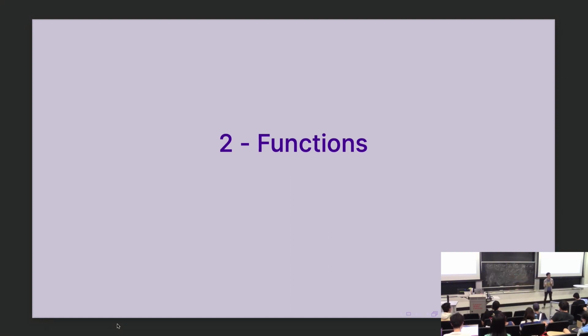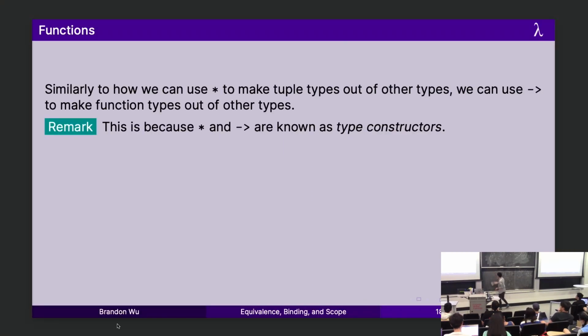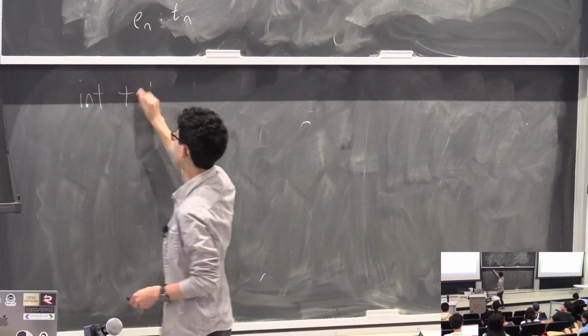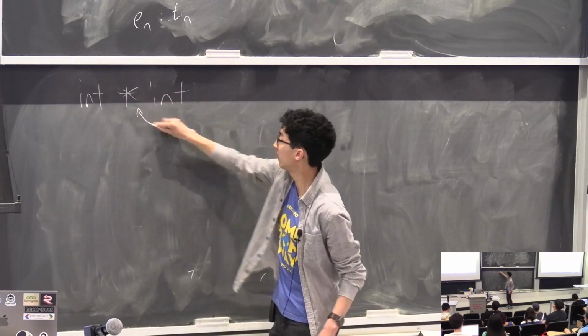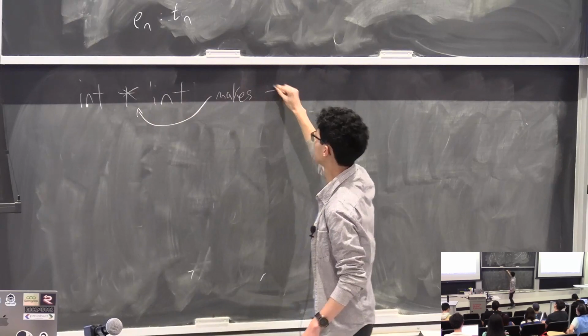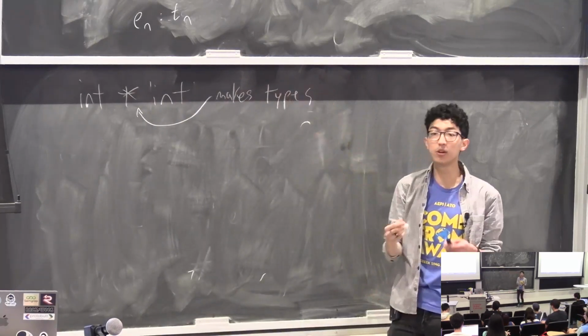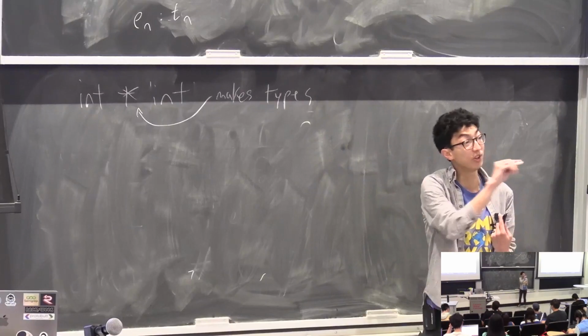All right, next we're going to talk about some things about functions, and then I think I'm going to erase this while I talk. Okay. So functions. We talked about functions. I showed you one function, but there's a lot more of those. In particular, we saw how star could be used to make types out of other types, right? If I have int and int, they are both types. I can put a star between them, and I'll get the type int star int. This thing makes types out of other types. In a similar way, we're going to talk about this function type thing. We put an arrow in the type.